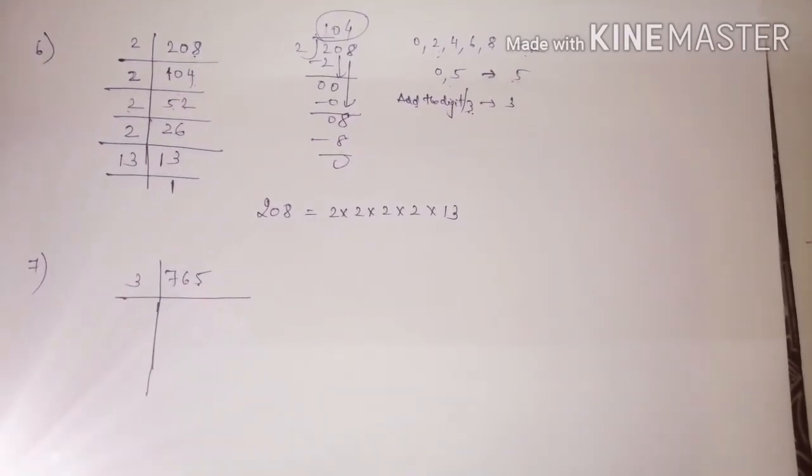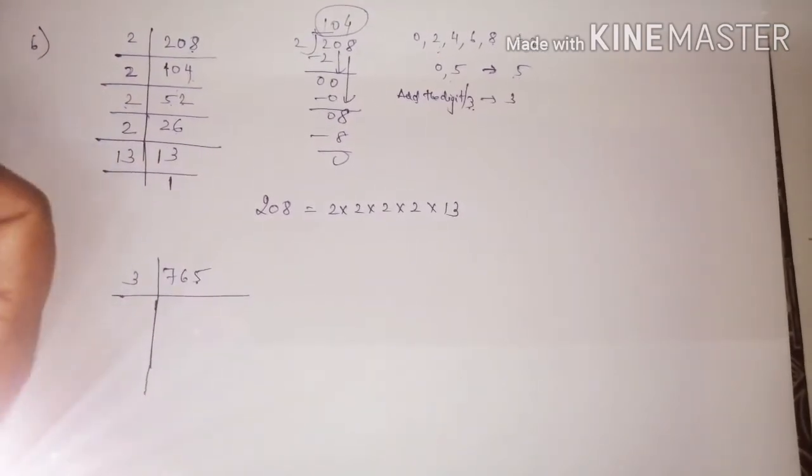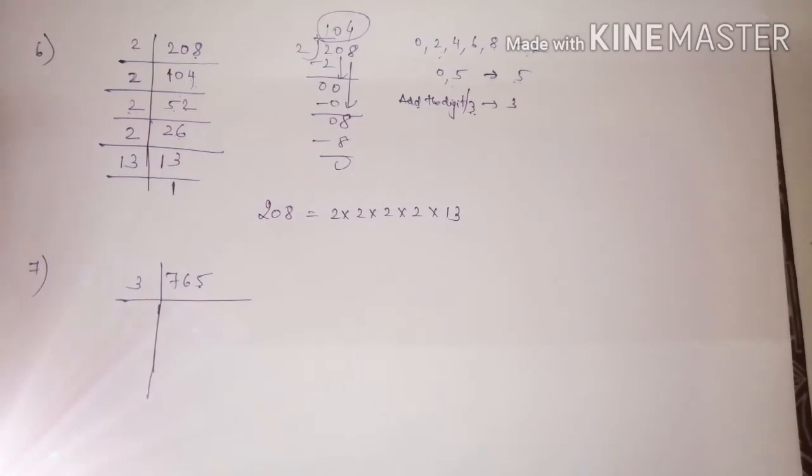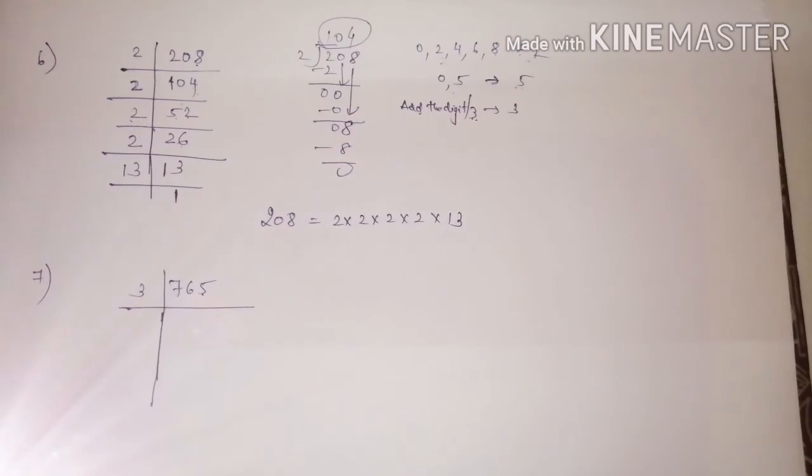Always start with the smallest prime number first. If it is not going by 2, then try by 3. If not by 3, then the next prime number 5. If not by 5, the next prime number 7. So you have to try one by one with the least prime number first.